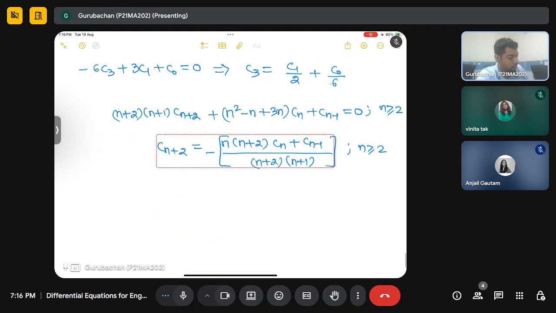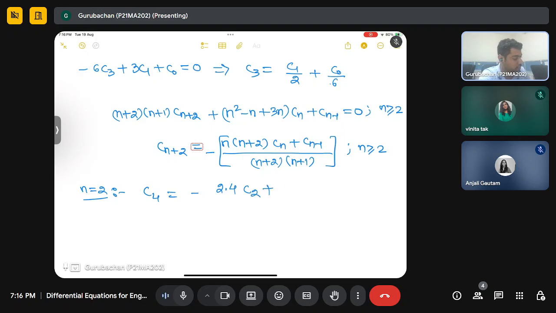So for this, if you put n equal to 2, you will get C4 as minus 4 plus 2, that is 6, so 2 into 4 C2 plus C1, divided by, when n equal to 2, 4 into 3. So what is the value of C2?